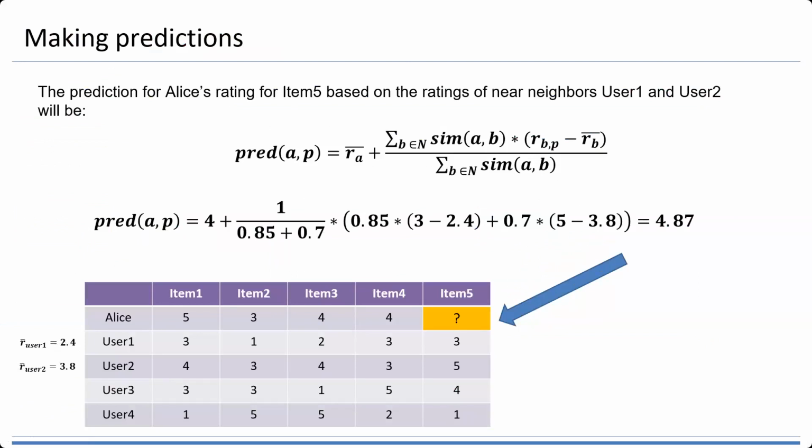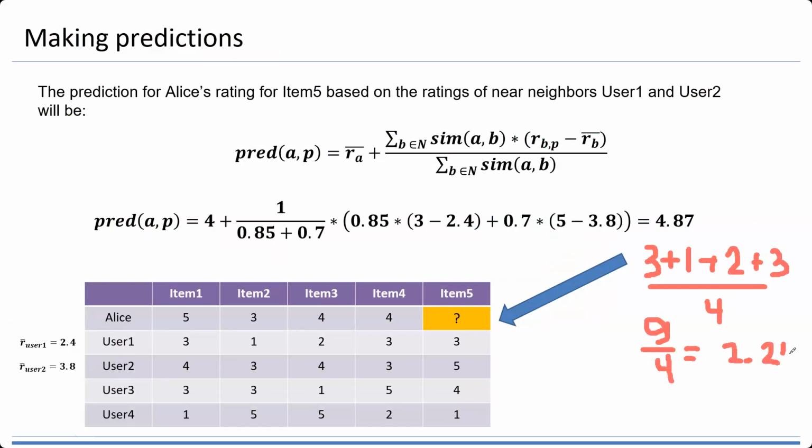The average of user one. Actually, there are some issues with this one. If you look at the numbers, 3 plus 1 plus 2 plus 3 divided by 4, it means 9 divided by 4. 9 divided by 4 means 2.25, but it is 2.4.